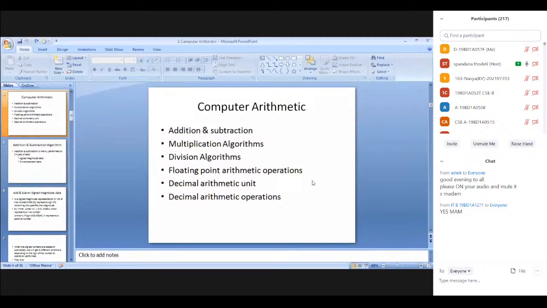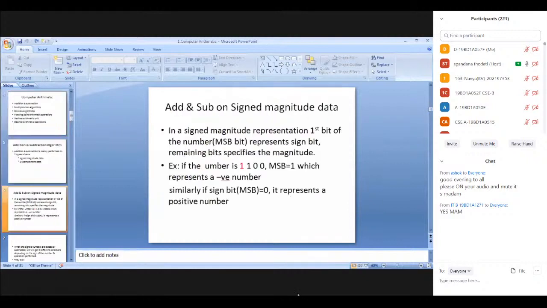In the previous class, we have seen how to perform addition and subtraction and what hardware components are required to perform them, right? And I told you that any signed number can be represented in three ways: signed magnitude representation, ones complement representation, and twos complement representation. Here we will see how to perform addition and subtraction on signed magnitude data as well as on signed ones complement data, right?